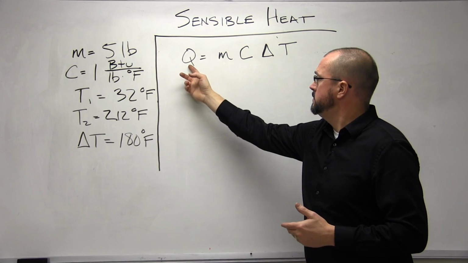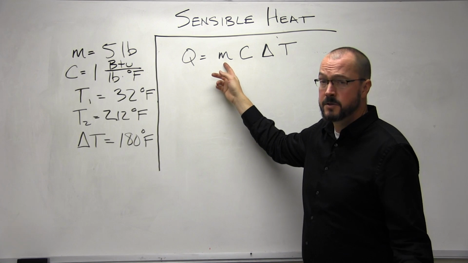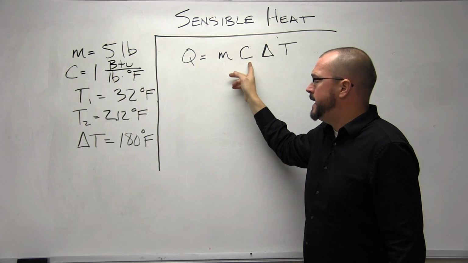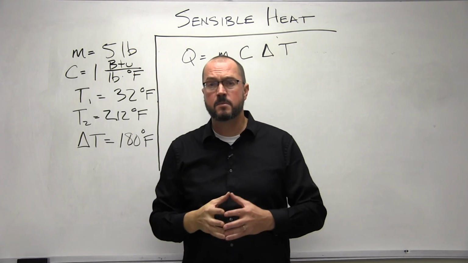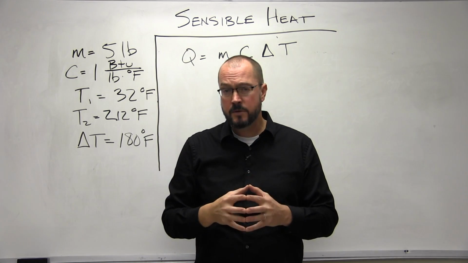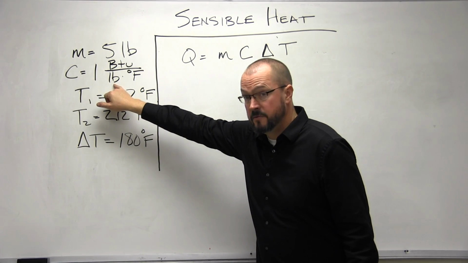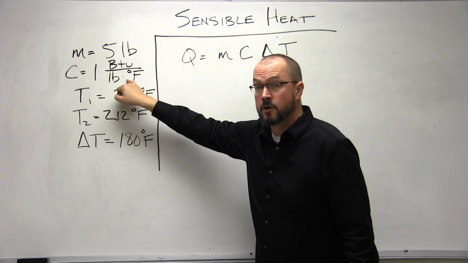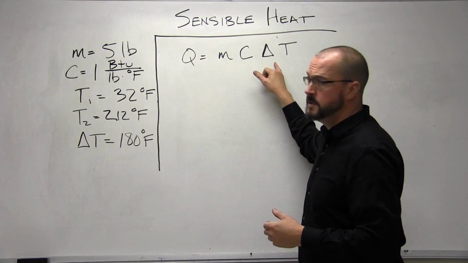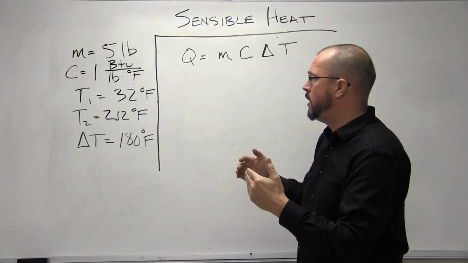Q here in this equation is the heat. M is the mass, how much of the stuff do you have. C is the specific heat. And specific heat is a property of the material. Every material has its own specific heat, and that is the amount of heat that is in a substance per pound of that substance per degree of temperature of that substance. And then delta T, of course, is the temperature difference.